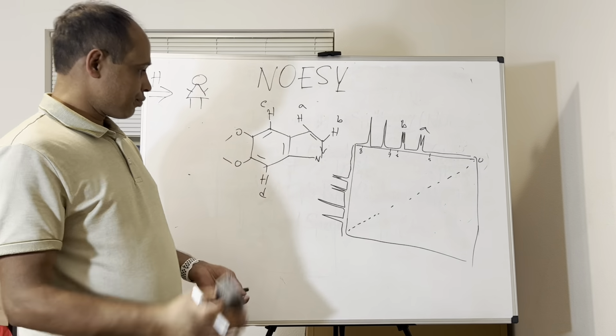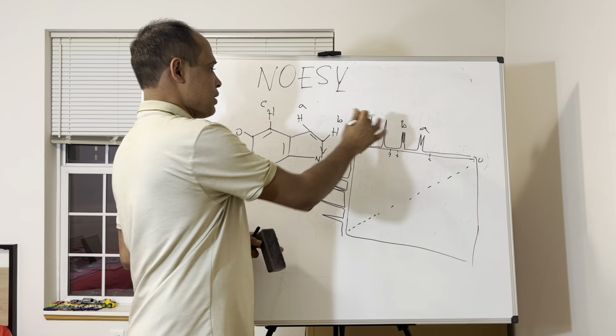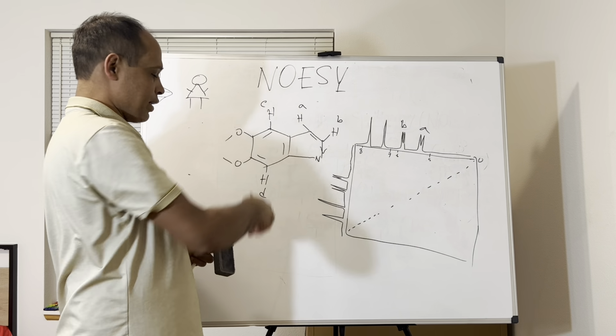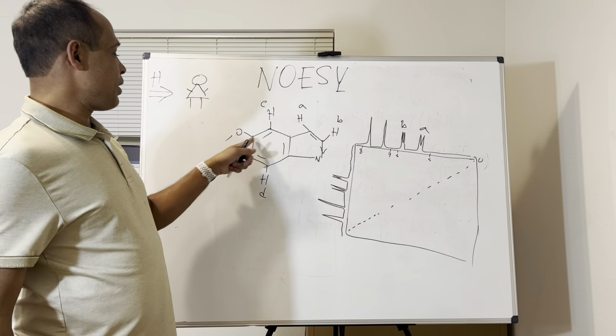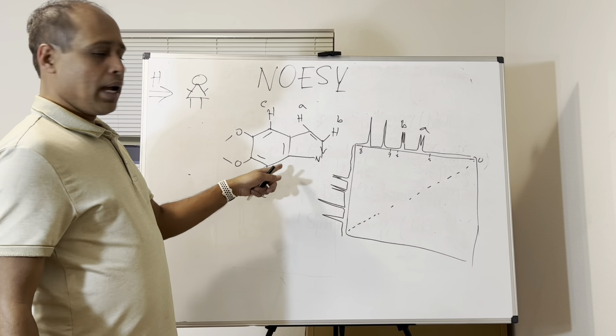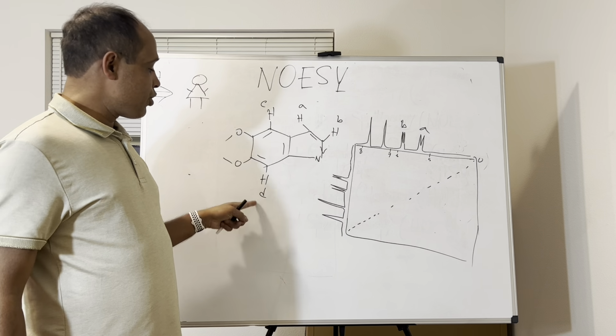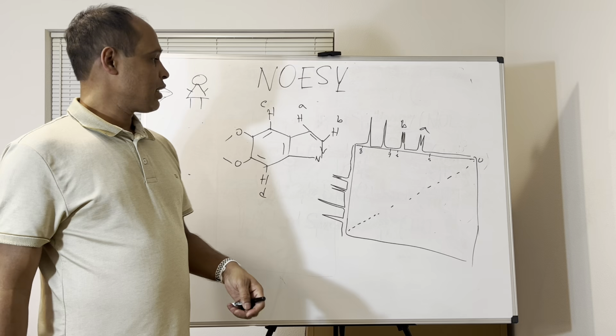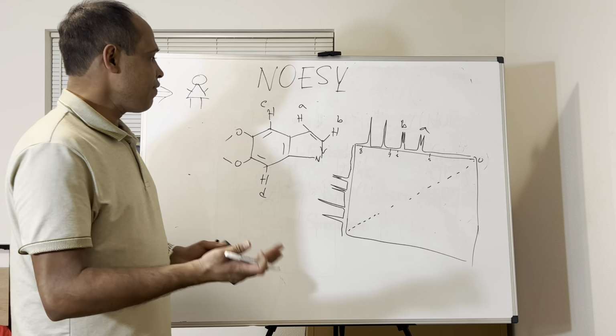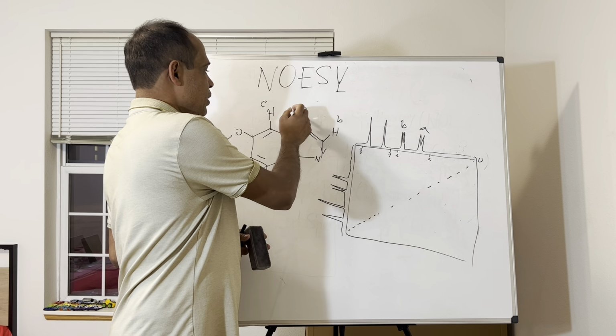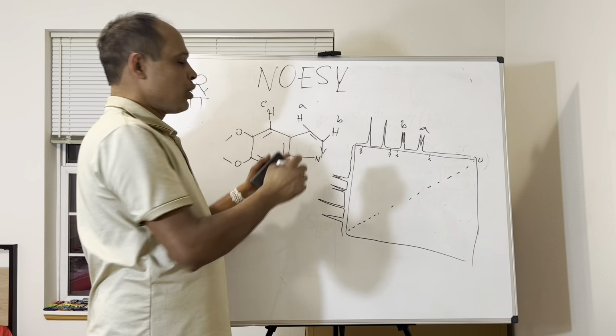Now C and D. Now you can determine which one is C and which one is D. I can say this is C, this is D, because both are singlets. They don't have any neighboring protons. So how do you determine which one is C? In that case, you need to do NOESY NMR.